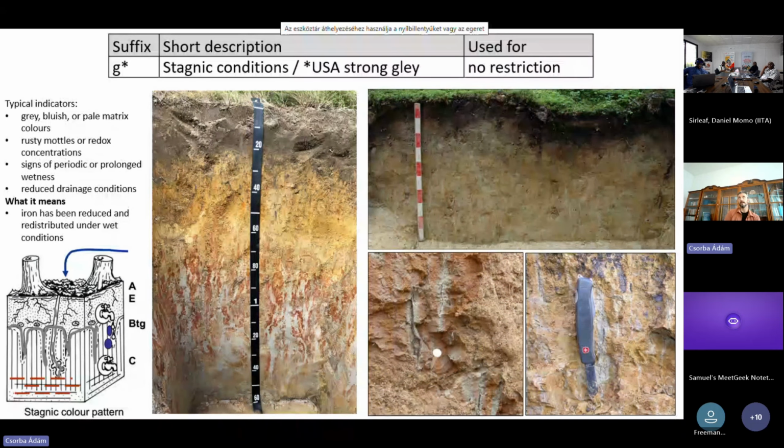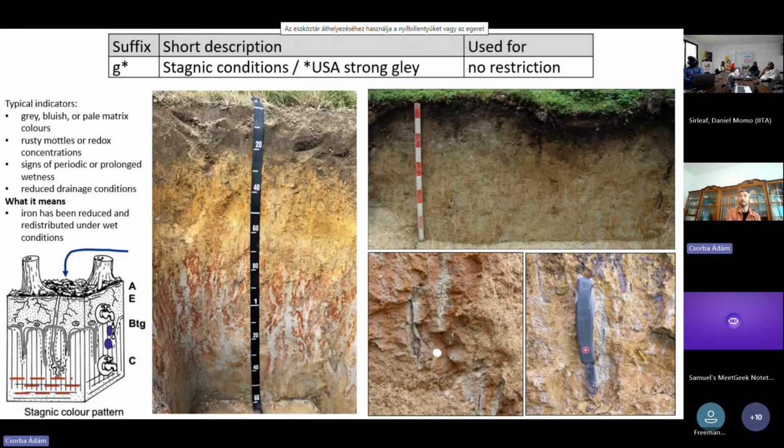G index. G is the so-called stagnant conditions, which is used for horizons affected by wetness. The main idea is that this suffix tells us that the soil experienced conditions of water saturation long enough to limit the oxygen in the soil.